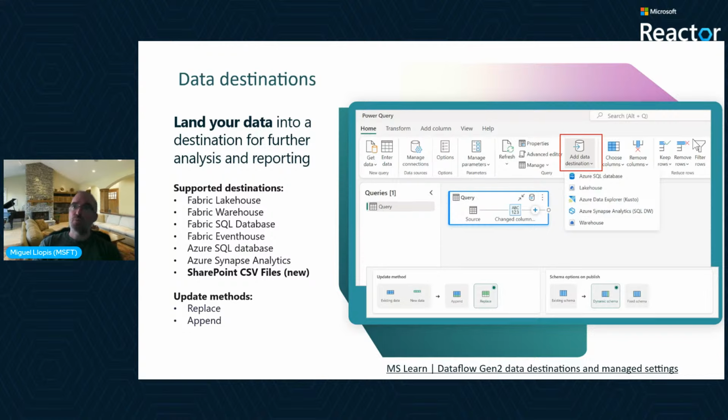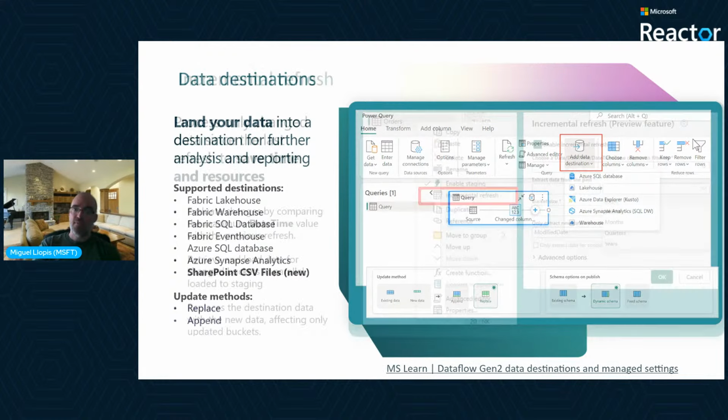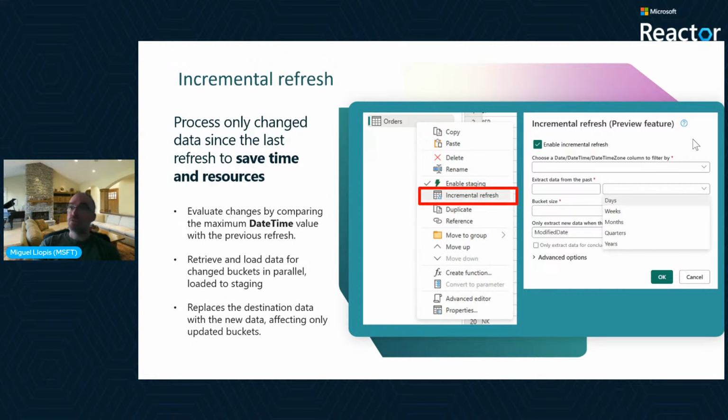And also we support multiple methods to update. As you saw in the demos, you can either replace the data in the table in subsequent refreshes or append the new rows of data after every refresh to the same table. We also support incremental refresh capabilities that allow you to, as the data grows, be more efficient by processing only the changed data since the last refresh, and therefore saving time and resources for each dataflow refresh.